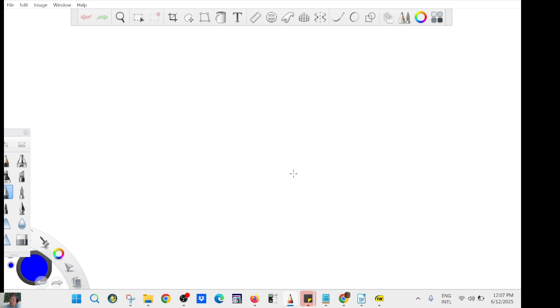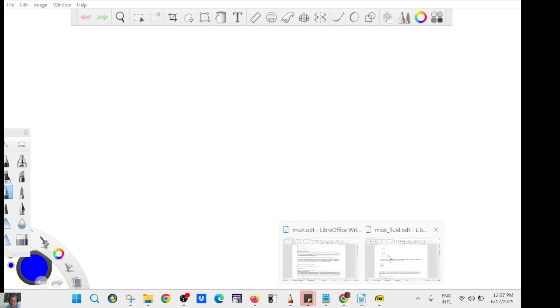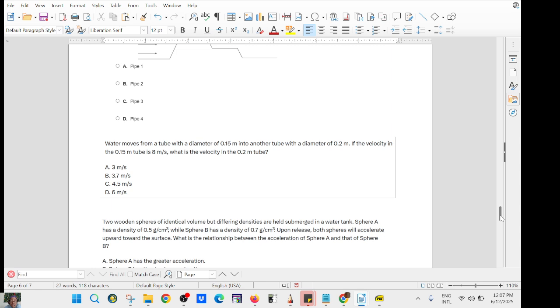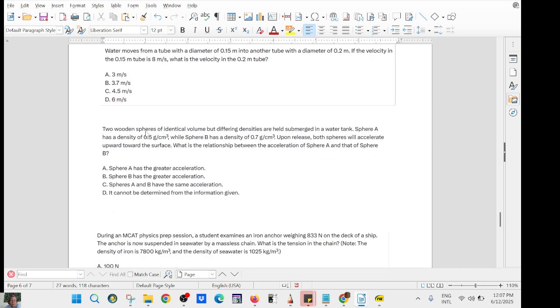And you should pause the video, of course. So let's keep going. So you have two wooden spheres that are submerged. So submerged means it's at the bottom, right? One has a density of 0.5, the other one has a density of 0.7. So both of them have a density smaller than the density of water.